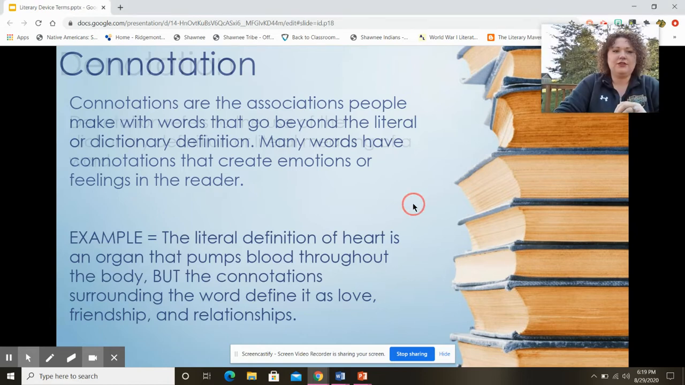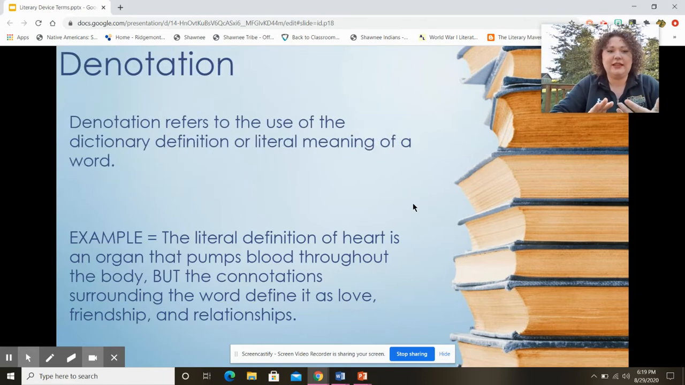Okay. So then denotation is that exact opposite. It is the literal definition of the word. So the organ that pumps blood is the denotative definition of heart. And then our connotative definition would be love or relationships or friendship.